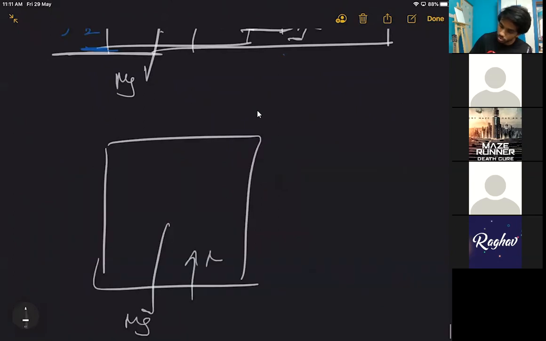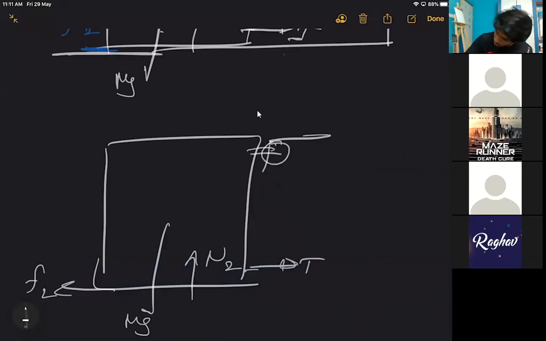mg, normal force, friction F2, N2, and there is tension acting here. Since there's a pulley here, two tensions T are acting here, and there is a normal force from the block. I've written all the kinds of forces. Now all I have to do is write the equations.